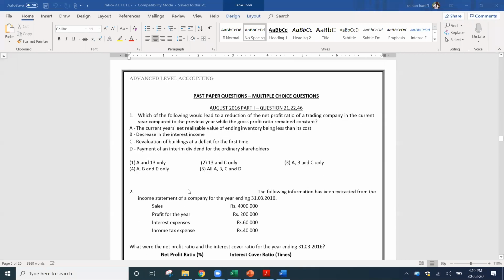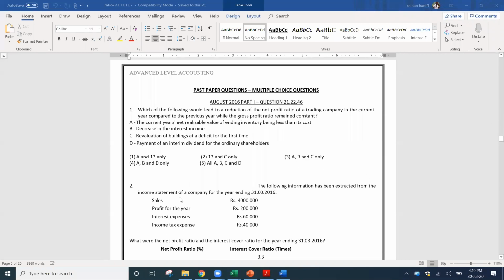Right. So we'll do some past paper questions. MCQs. This is 2016, 16 August. Question number 21, 22 and 46 related to ratios. Right. So number 1.